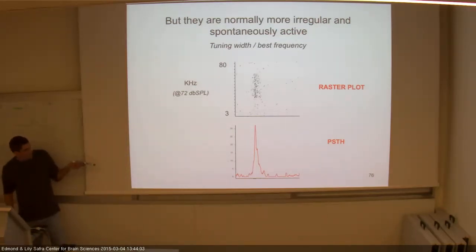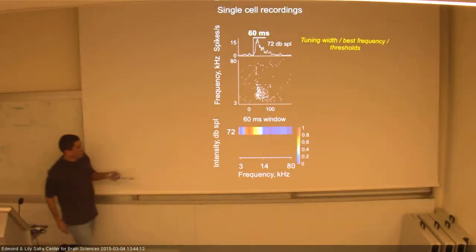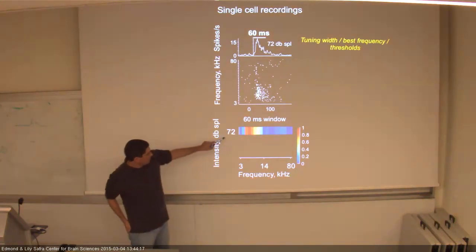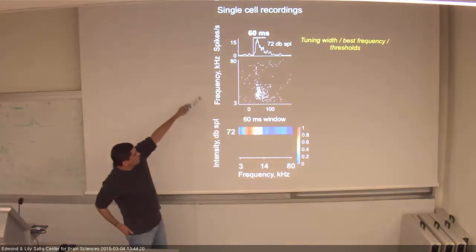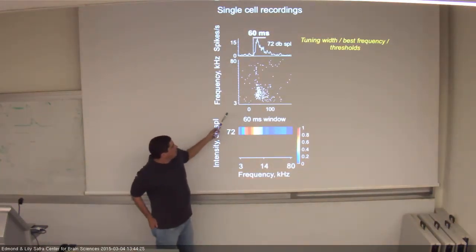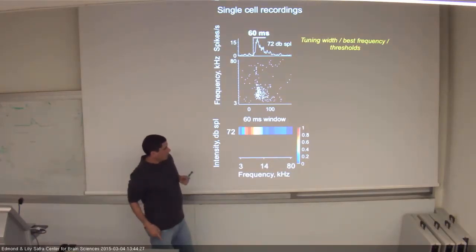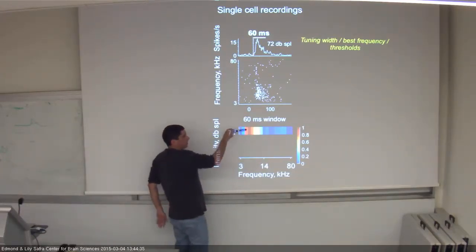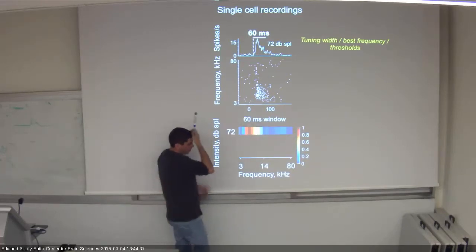In the auditory system particularly, we also plot things like frequency response areas. Excuse me, Adi, who is doing this for a living, probably. If you look at the receptive field in the auditory system, we build something like this. This is what you saw before: the PSTH, the raster plot for a given intensity, the highest intensity, in this case 72 dB SPL. And then you can collapse this raster plot even to a color diagram like this.